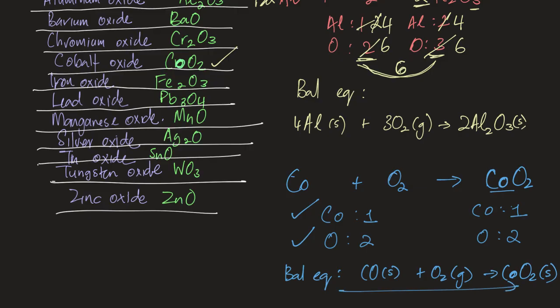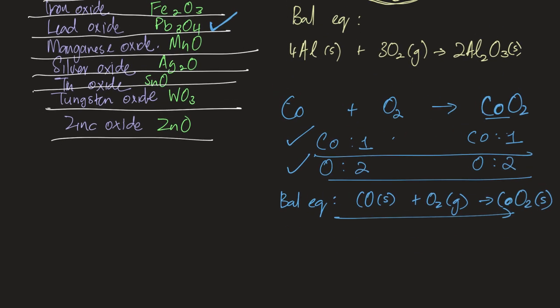Sometimes they give you this and you're going to try and balance it. Don't fall into a trap. Make sure you know it's already balanced, because I can see my numbers already balance out here. All right, so that's cobalt oxide. If I do lead oxide, that one looks a little bit different. Let's go and have a look at lead oxide.